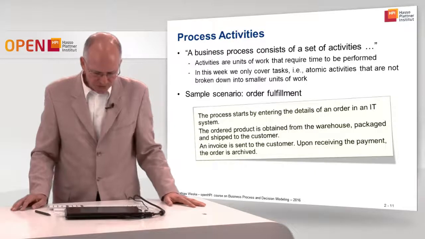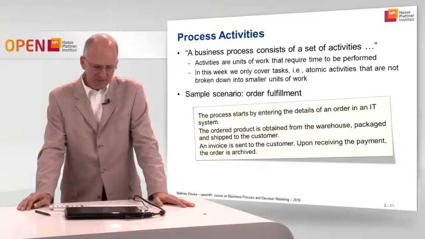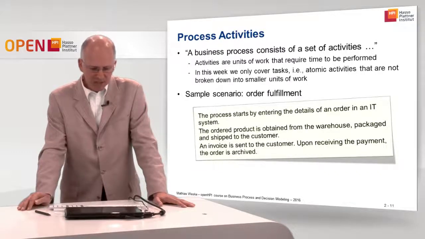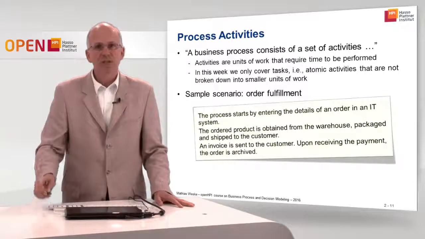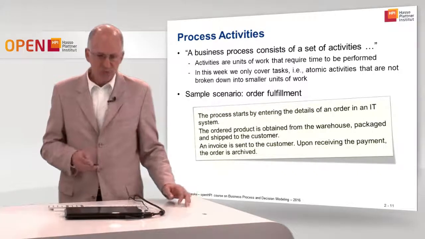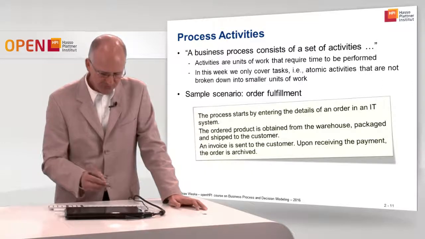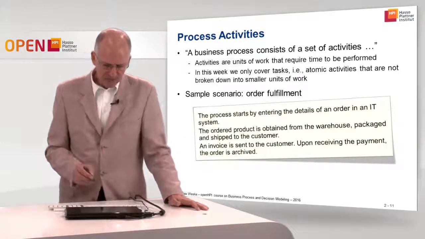The process starts by entering the details of an order in an IT system. The ordered product is obtained from the warehouse, packaged and shipped to the customer. An invoice is sent to the customer. Upon receiving the payment, the order is archived. So this is a fairly typical textual representation of parts of a business process in which we can find a number of activities. So let me just try to highlight some of them.